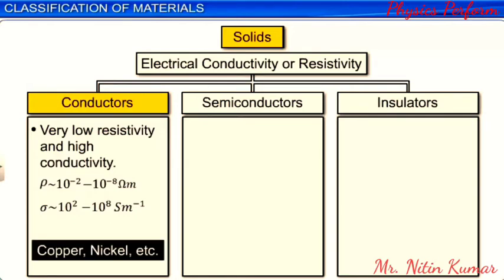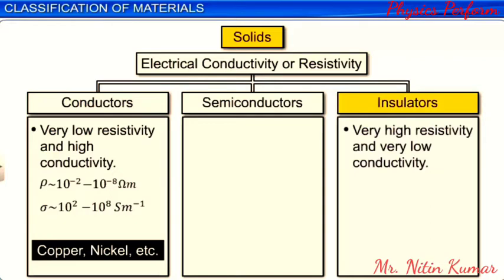Insulators have very high resistivity and very low conductivity. Their resistivity ranges between 10 raised to the power 11 to 10 raised to the power 19 ohm meter. Their conductivity is in the range of 10 raised to the power minus 11 to 10 raised to the power minus 19 Siemens per meter. Some examples of insulators are wood, rubber, etc.